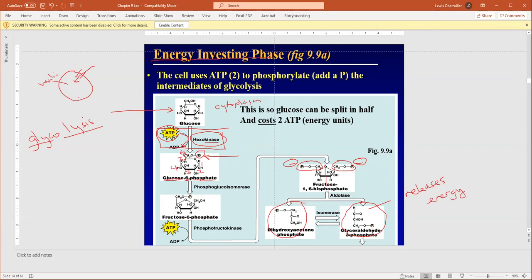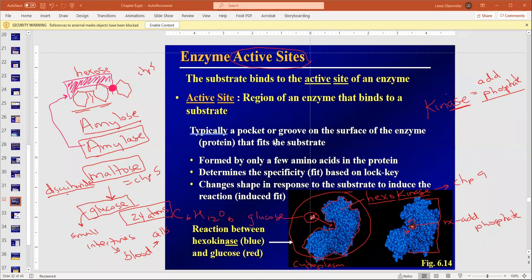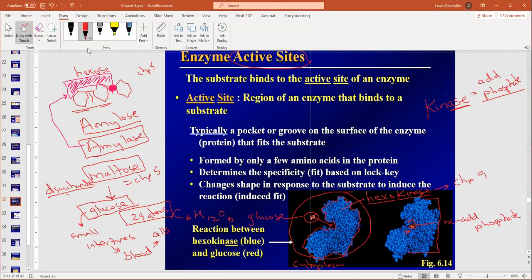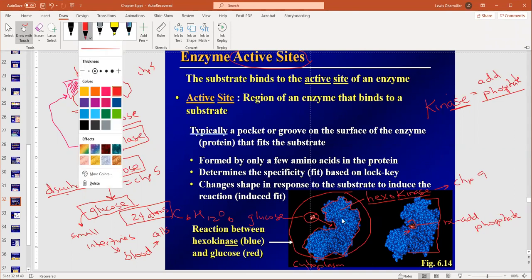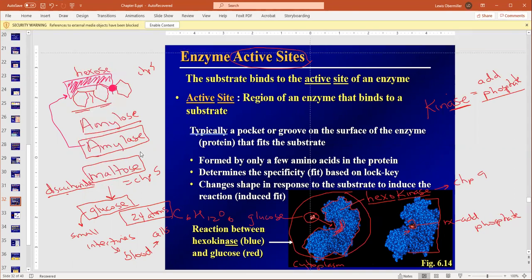All right, so I'm going to go back to chapter 8, and this is what's going on here. This area right here, which is a very small part of this molecule, this enzyme, the area where the reaction occurs, is called the active site. So the rest of this enzyme might do other things. The important part for the reaction is this area right here where it binds, and it adds that phosphate. So that's what we mean by active site.